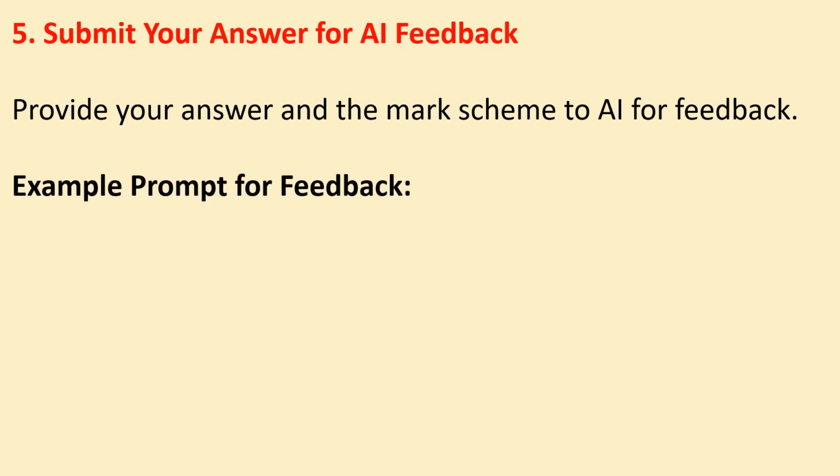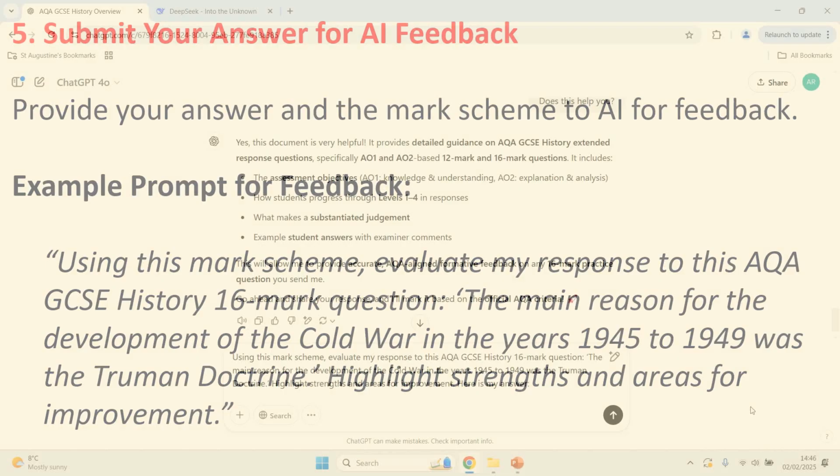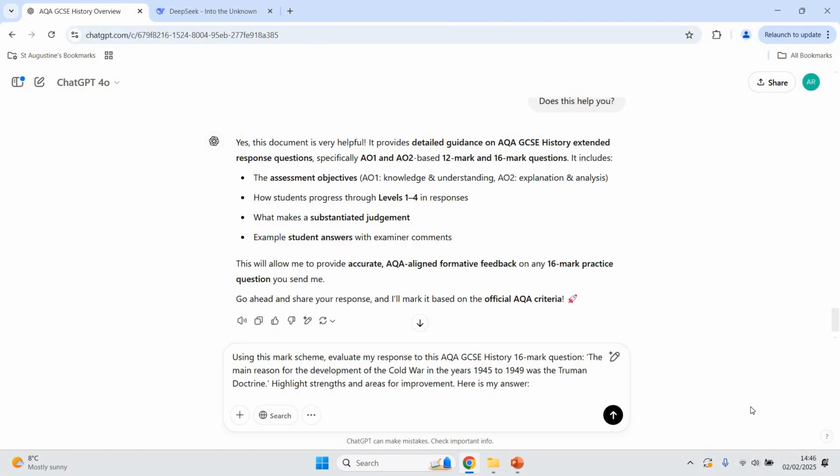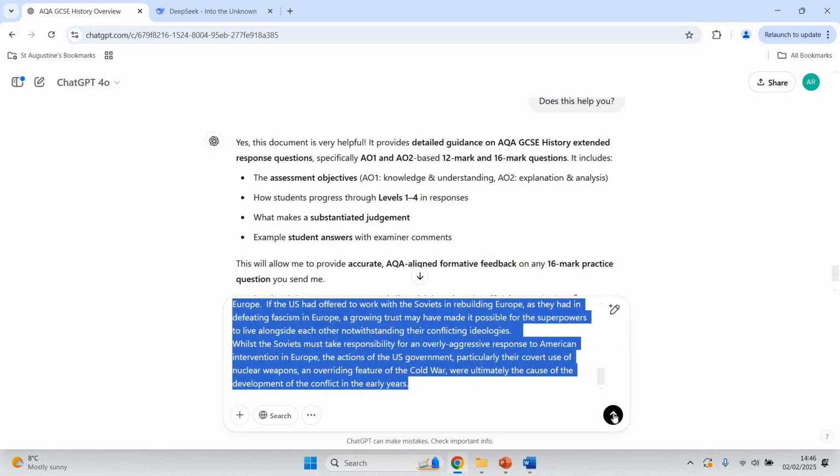An example prompt could be, using this mark scheme, evaluate my response to this AQA GCSE history 16-mark question. The main reason for the development of the Cold War in the years 1945 to 1949 was the Truman Doctrine. Highlight strengths and areas for improvement. I've added this prompt to the ChatGPT window, and now I copy and paste my answer into the chat, and let's see what it comes back with.